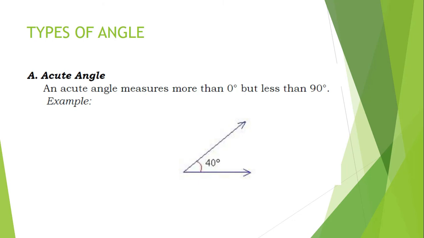For example, an acute angle has a rather small opening. You can have this angle, you can have that one. You can also have that one. As long as its opening is small.